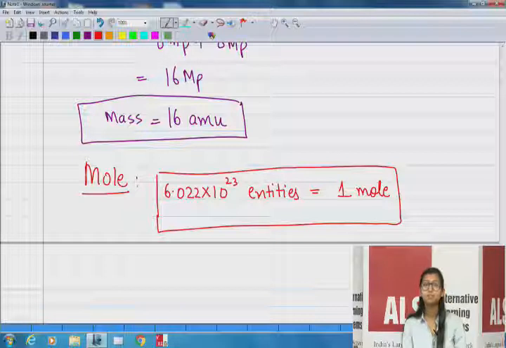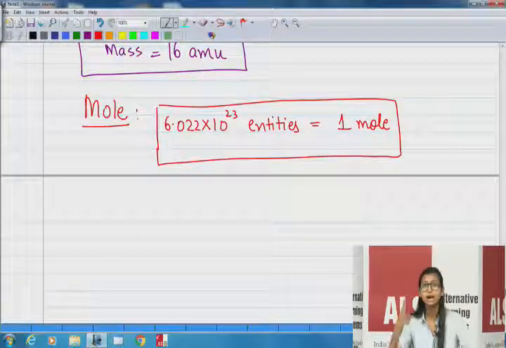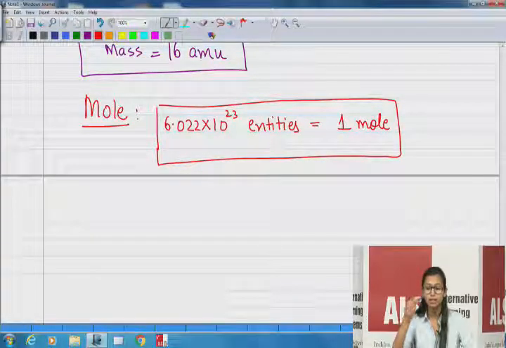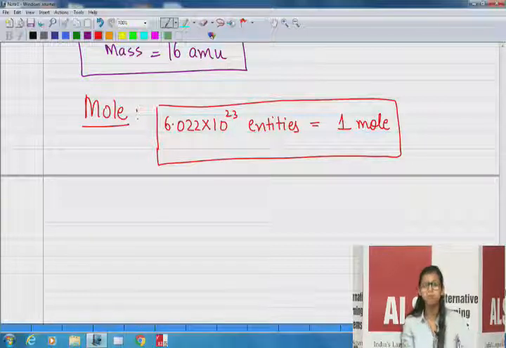Written, everyone? Now, what I am saying, it's like if I am saying that I have, let's say I have 1 mole pens with me. This is the marker, right? I have 1 mole marker with me. It means I have 6.022 into 10 to the power 23 markers with me, okay?